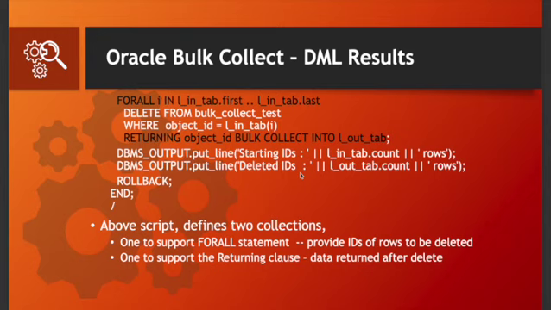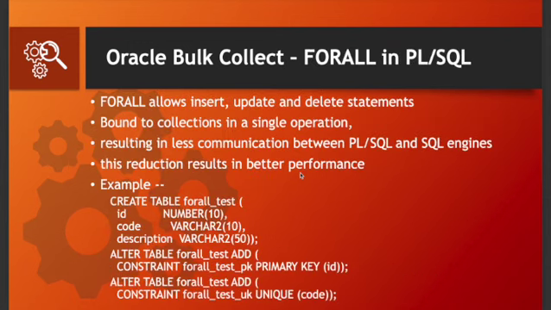The output from this script will be, as mentioned, DBMS_OUTPUT.PUT_LINE, starting ID, it will be 100 rows, and then deleted ID also will be 100 rows because it is the count for both variables. So as expected, the contents of the input and output collections will be identical. You can run these scripts and check by yourself to verify.